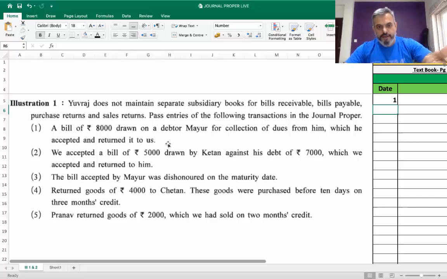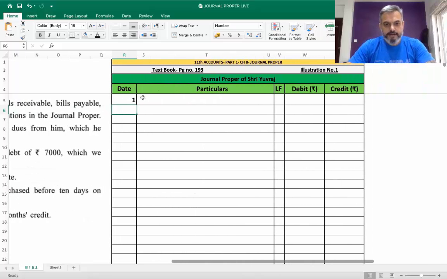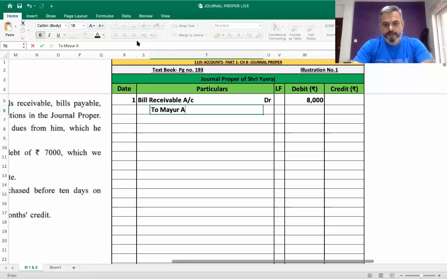So we sold goods to him. Now we made a bill for him, and then with this piece of paper we went to Mayur. Mayur accepted, he signed the bill and returned it to us. So for us, what comes in? Bill comes in. So bill receivable account debit 8,000. Who is the giver? Mayur is the giver. So Mayur account credit 8,000.